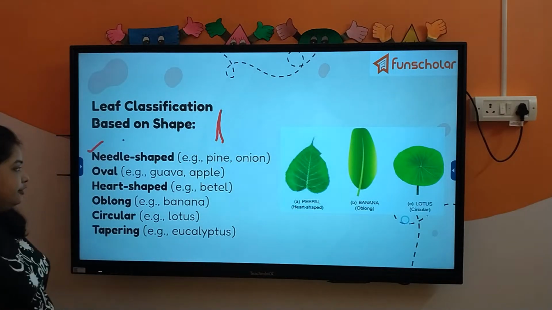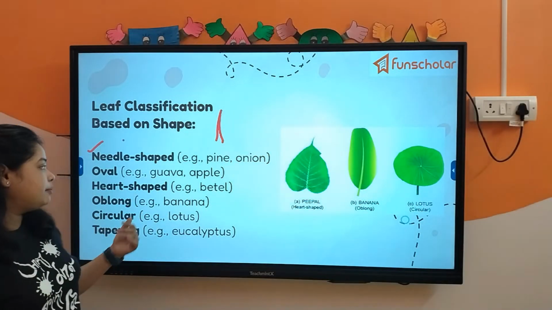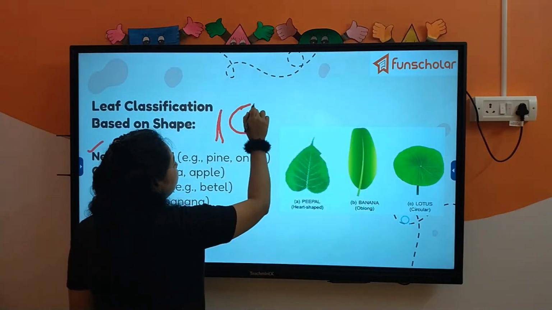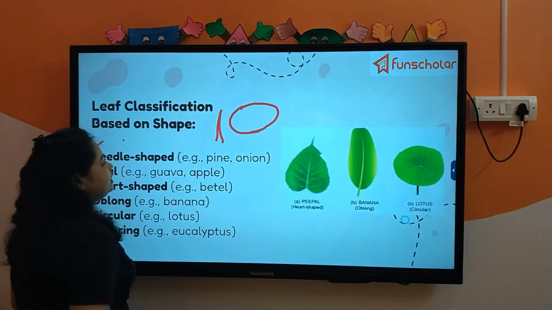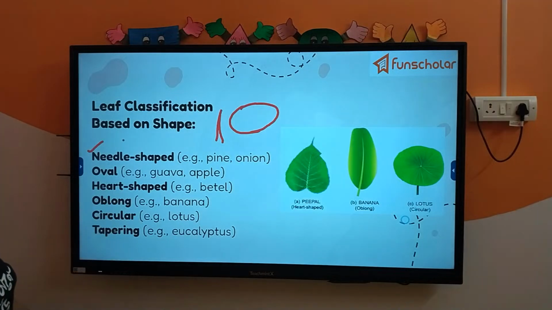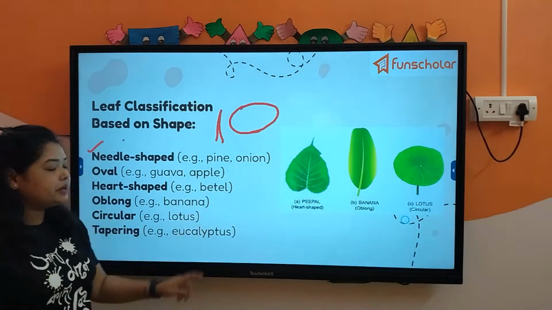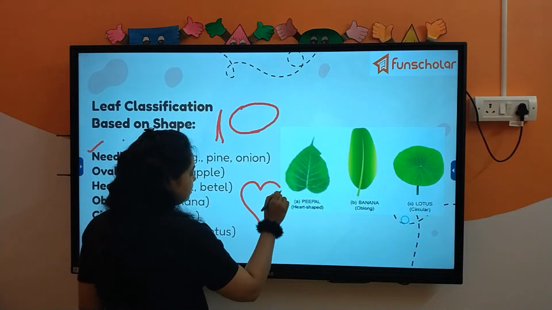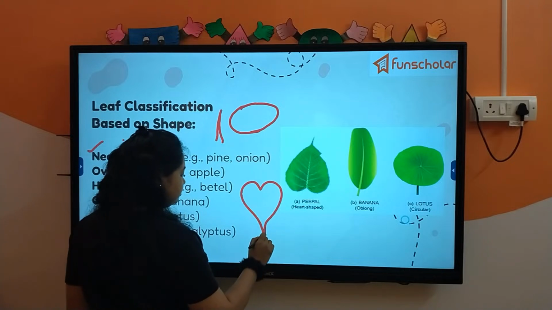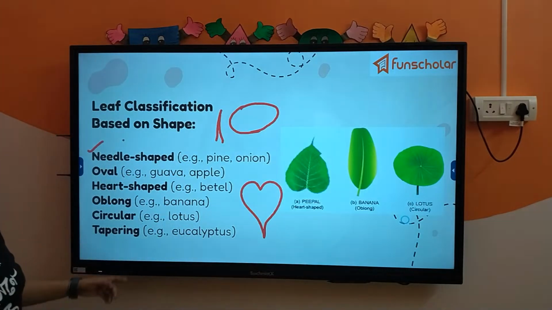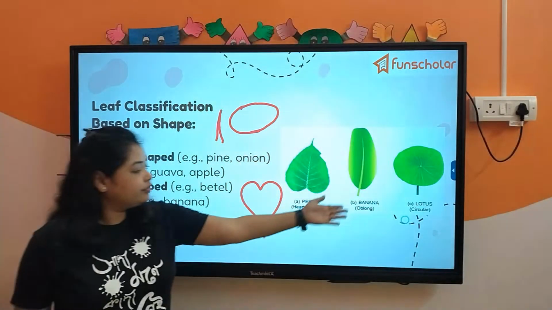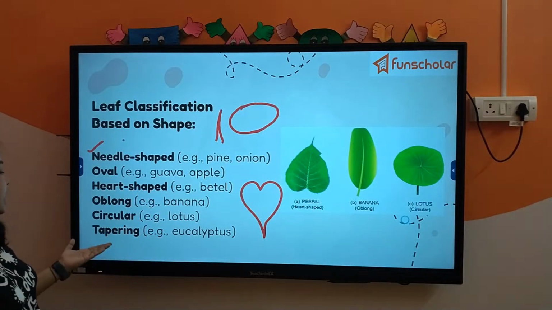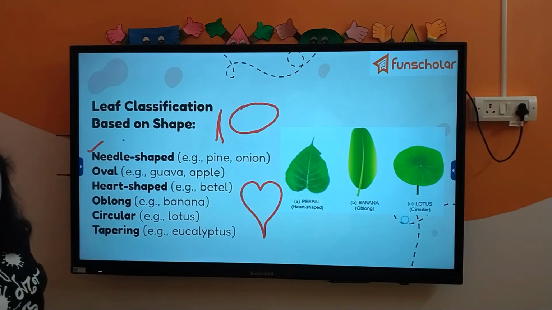Then oval shaped leaf such as the guava leaf and the apple leaf. So they will form an oval shape just like the shape of an egg. Then the heart shaped leaves, that will be of peepal and betel. So you can understand from the picture also, just like the heart. I drew it the other way around. So like this. And oblong leaf, you can also refer to the picture here, that of banana, circular leaf, that of lotus, and tapering, that means that of eucalyptus.